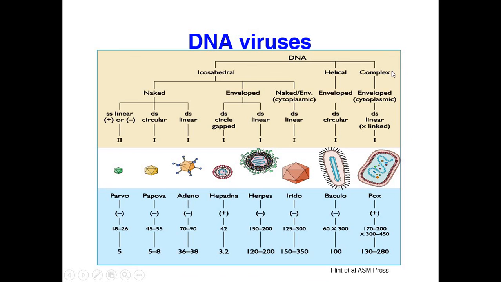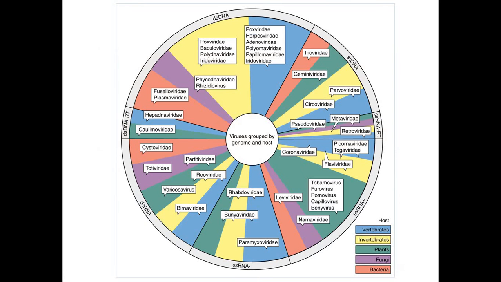Last example of the DNA viruses is complex viruses, which is also enveloped viruses present in the cytoplasm of the cells, and double stranded linear genetic material linked with the protein and present in group 1. Example is poxvirus with the polymerase enzyme. The size of this virus is 170 to 200 nanometer or 300 to 450 nanometer. The genome size is 130 to 280 kilo base pair.